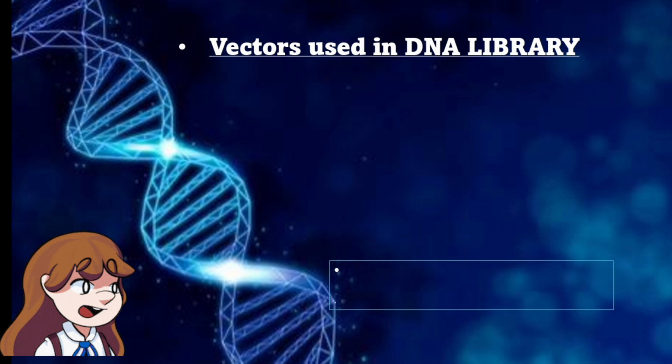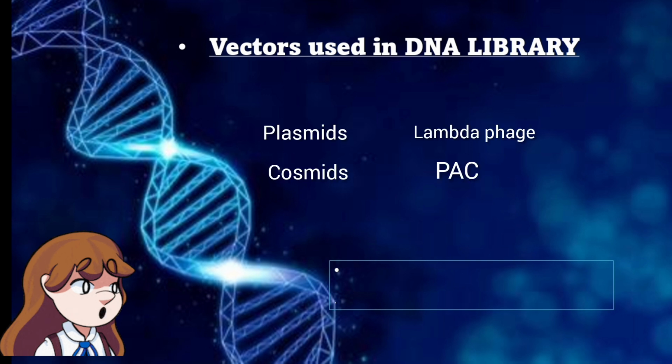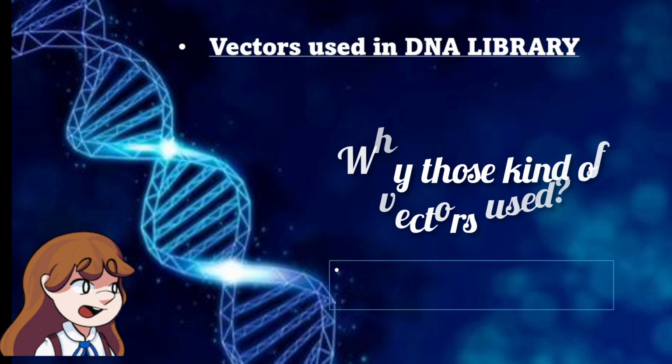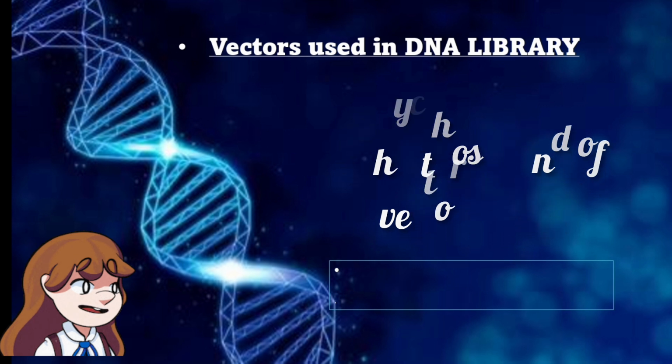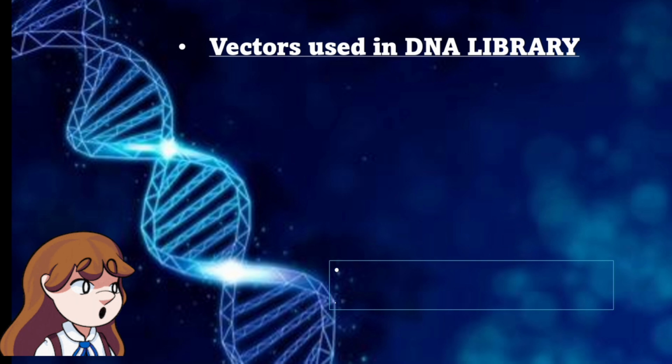And next, vectors used in a DNA library. There are different kinds of vectors used in a DNA library. They are plasmids, cosmids, lambda phage, PAC, BAC and YAC. Why are those kinds of vectors used? Because each vector has the ability to accommodate a different length of fragment. So the length of the fragment chooses the vector.